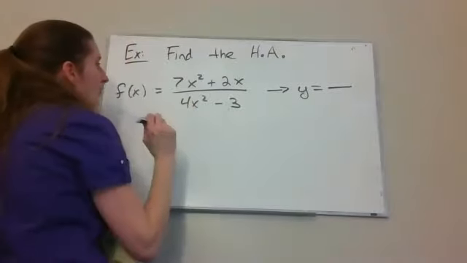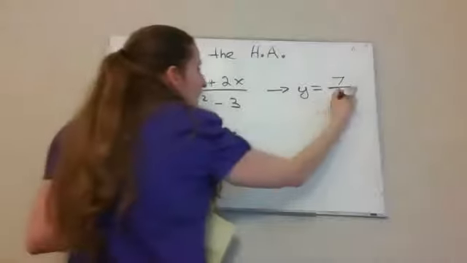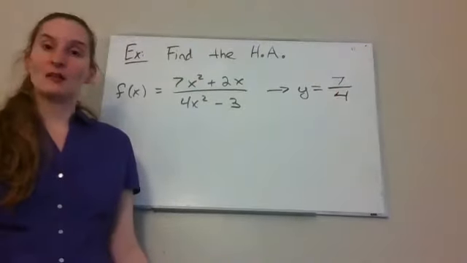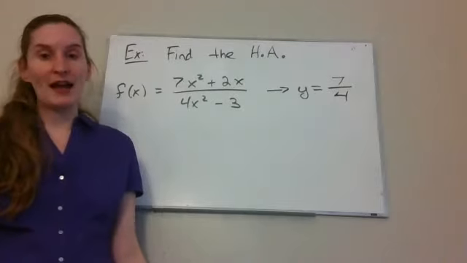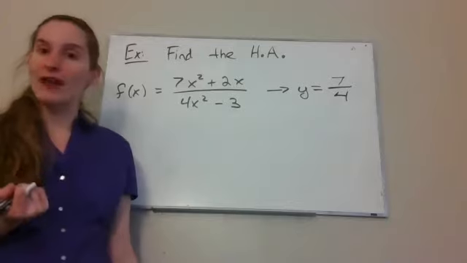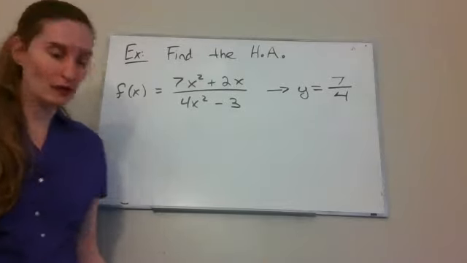My leading coefficient on the top is 7, leading coefficient on the bottom is 4. So all that this means is when I plug in bigger and bigger values for my x in either the positive or negative direction, my graph flattens out to the horizontal line, y equals 7/4.